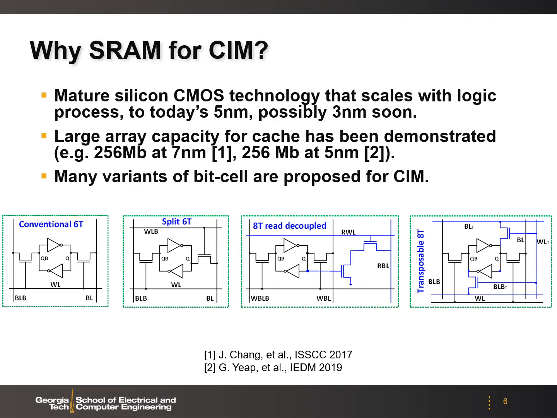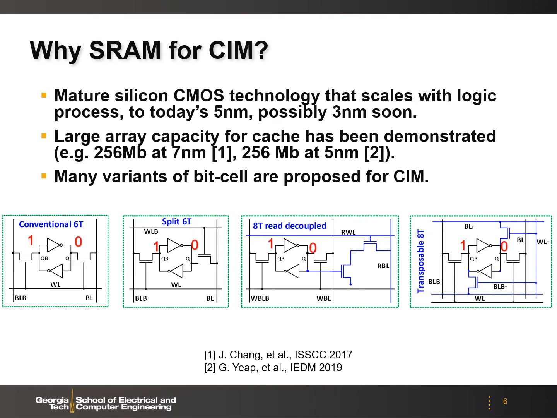We know SRAM is a mature silicon CMOS technology that scales with logic process. SRAM is available today at 5 nanometer, and large capacity SRAM cache has been demonstrated. Here we show many variants of the SRAM bit cell that are proposed for computing memory. Let's consider the weight pattern stored in those bit cells like this.